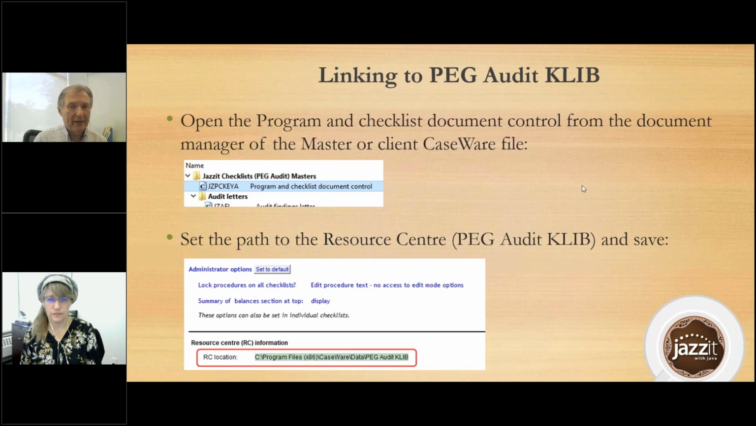The next one here is linking the PEG audit KLIB. For the PEG audit checklists, make sure that you're including this document, JZPCKey, okay? One of the functions of that document, and just down below here, you see this document, is to indicate the location of the PEG Audit Resource Center. So if I double click on that field, I can then link it to the uncompressed PEG Audit Resource Center. And now all the audit checklists in that engagement know where the resource center is. And when that resource center is updated, we see the newer date on the right in a particular document, and we can update that particular checklist.